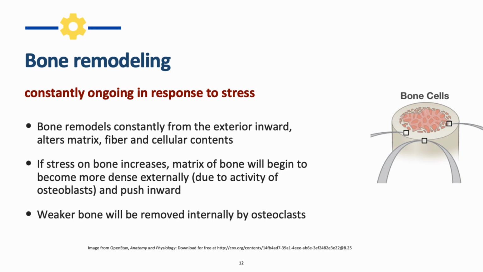Remodeling occurs constantly, and the type of remodeling that occurs will change depending upon the stress that's placed upon the bone. So if the stress on the bone increases, so if you have an elderly client who you've prescribed a walking program, and they didn't used to walk, but now they're starting to do more walking, that will increase the stress on the bone. That stress will encourage the osteoblasts to produce a more dense, a stronger matrix. And over time, that matrix will become stronger and more dense.